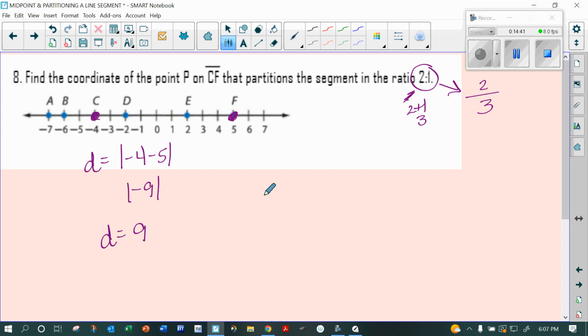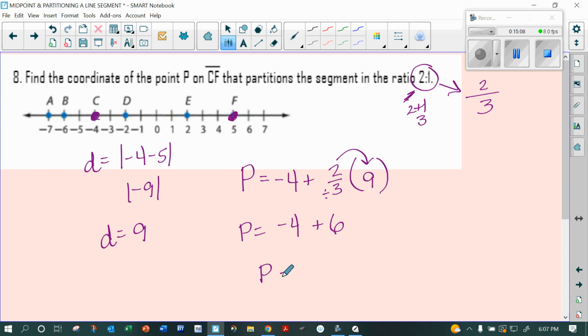So now what I'm going to do is I'm going to find point P. So now point P is located starting at C. So -4 plus my fraction, 2/3, times my distance. So -4 plus 2 times 9 is 18. 18 divided by 3 is 6. Negative 4 plus 6, it's the same thing as 6 minus 4. So point P is located at 2. So point P is right here. So that is where point P is located. It's located at E.